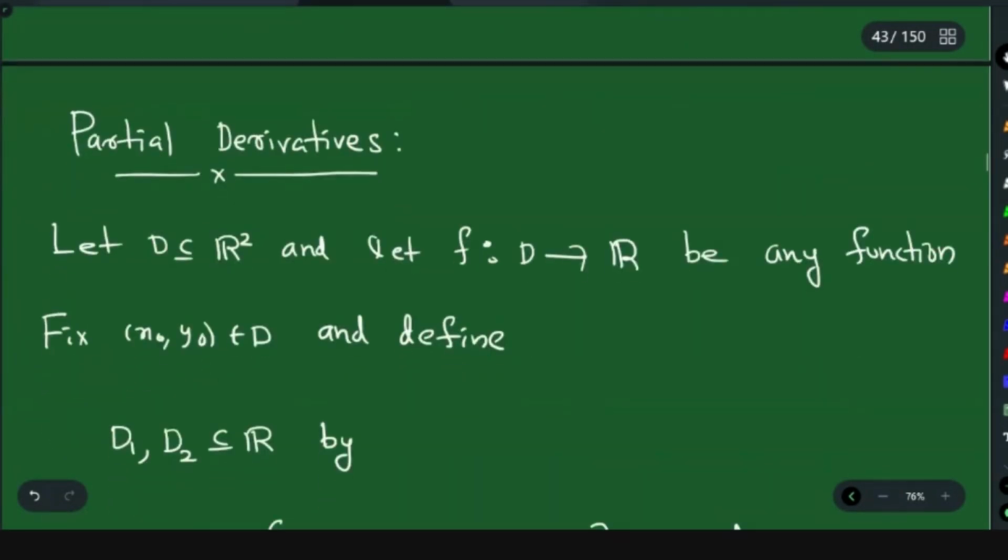Now I will discuss some concepts called partial derivatives. Next I will discuss partial derivatives. Then we will go to the definition of derivatives of a function in the multivariable case. Then we will look at the directional derivative and the relation between total derivative and directional derivative. Then we will go to some problems.